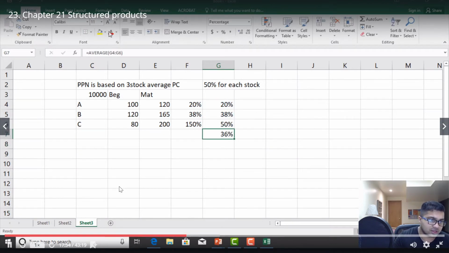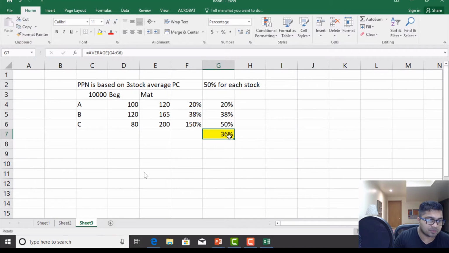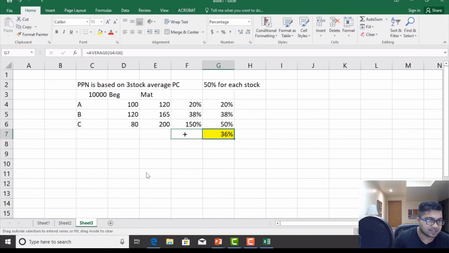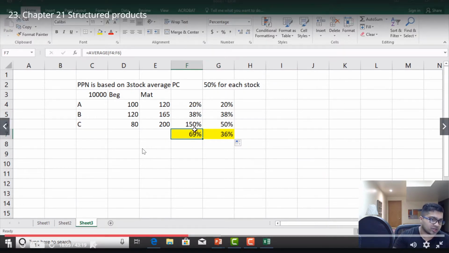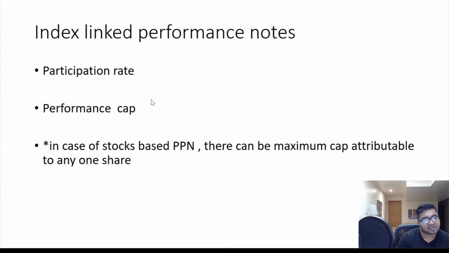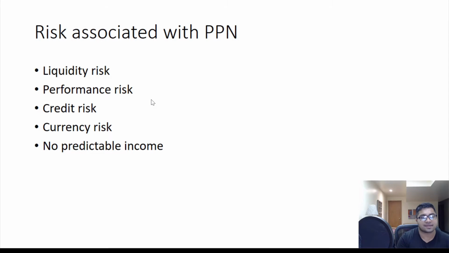So your return from this PPN will be 36%. Otherwise, if there was no cap, your return would have been 69%. But you don't get 69, you get 36 because each stock had a cap of 50. So effectively, these are the 3 types of questions that they can ask you in the exam.